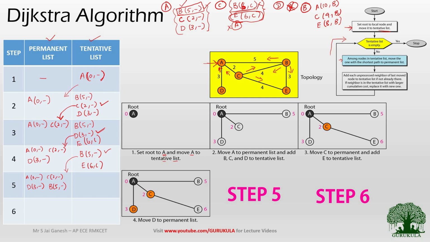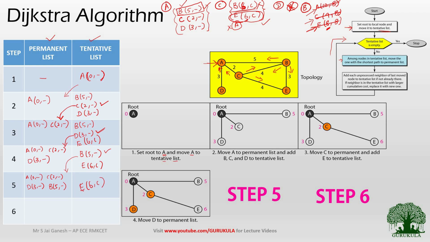Here in this particular entry, A is already processed, so we need not consider this. C is also already processed because it is in the permanent list, so we need not process this. And now we have two entries for E. The previous entry says E can be reached with the cost of 6, but this entry says E can be reached with the cost of 8. Again, this is the higher cost, so we need not consider this. We will be going with the previous entry itself. So the entry will be E can be reached with the cost of 6 via C.